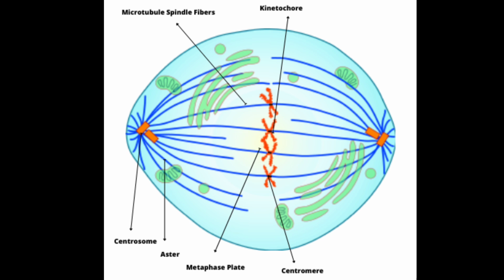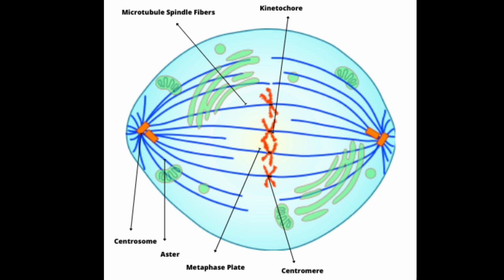attached to the kinetochores. During metaphase, the kinetochore microtubules pull the sister chromatids back and forth until they align along the equator of the cell, called the equatorial plane. There is an important checkpoint in the middle of mitosis called the metaphase checkpoint, during which the cell ensures that it is ready to divide.